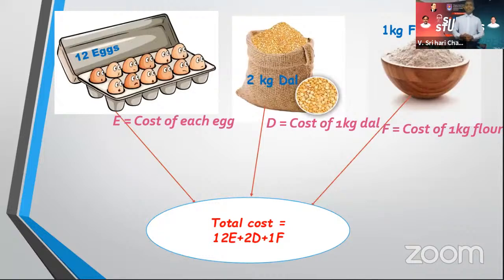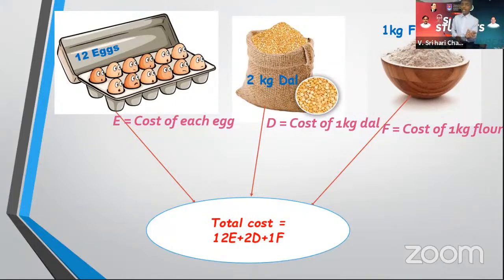Suppose we all went to a supermarket and we are supposed to buy our home needs. I buy 1 dozen eggs, meaning 12 eggs, 2 kg dal and 1 kg flour. To get the total amount, we need to calculate the result for each item, right? For example, I need to multiply my 12 eggs by the cost of each egg. Here E represents the cost of each egg, so 12 is multiplied by E.